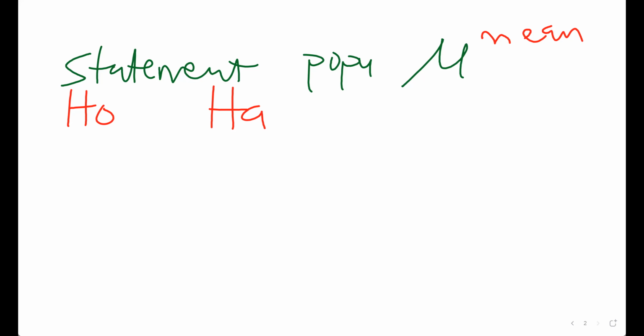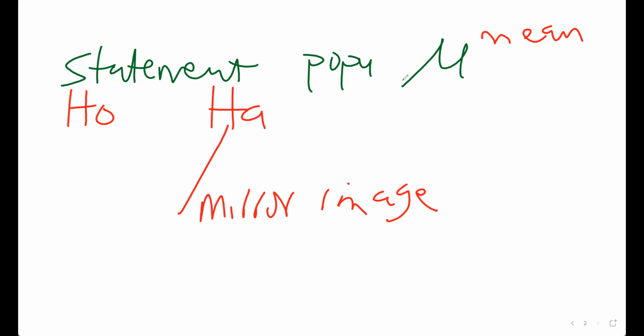So the null hypothesis is authoritative. The alternative hypothesis is the mirror image of the null hypothesis. It's the one that counteracts the null hypothesis. It's a mirror image of the null. Okay, so that is alternative hypothesis. Now, how you understand each one of them and use them, you shall get that very soon.